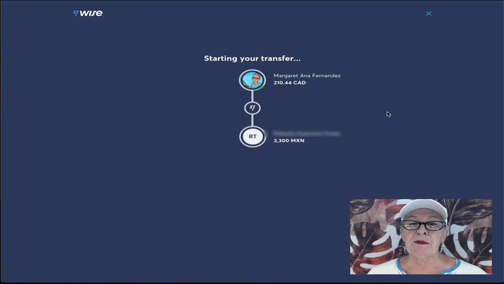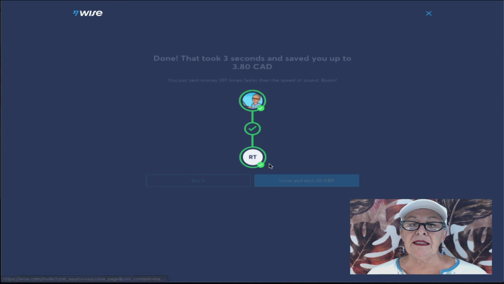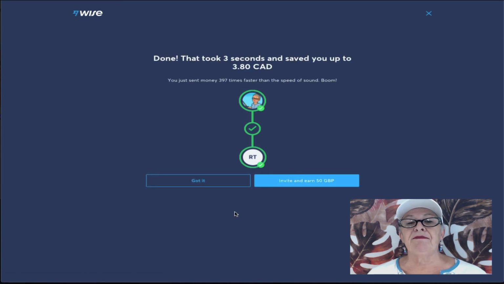And then it'll start processing it. And because I have this person already set up, it's all in live time here. You can see it going through. And it is now deposited already. It took 3 seconds and saved quite a bit of money, and the money is in his account already. So that's how fast you can do it. So that's all it took, a few seconds.